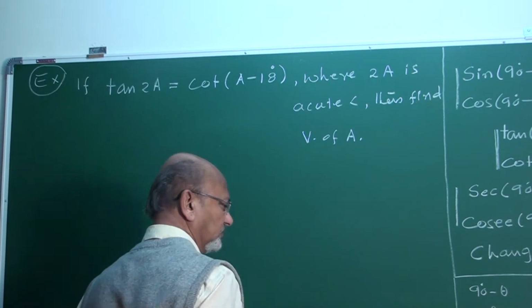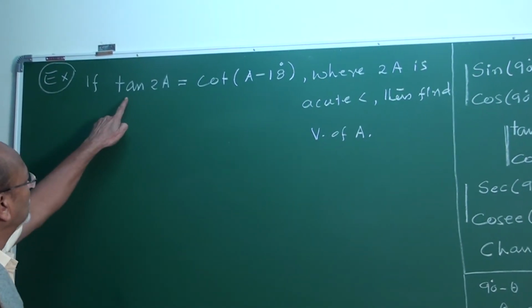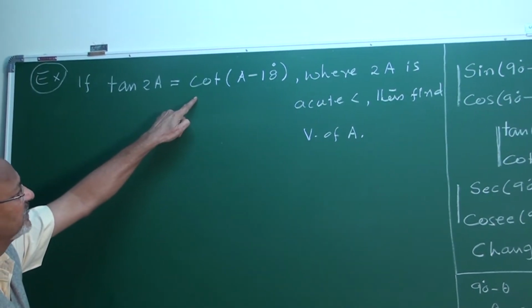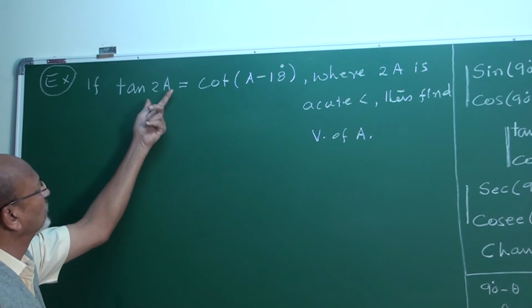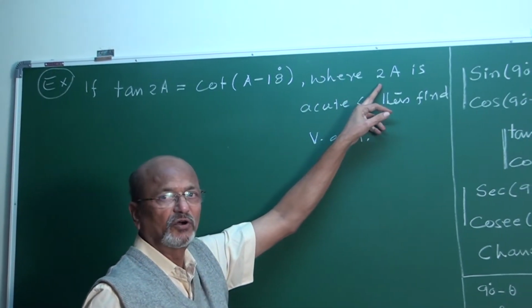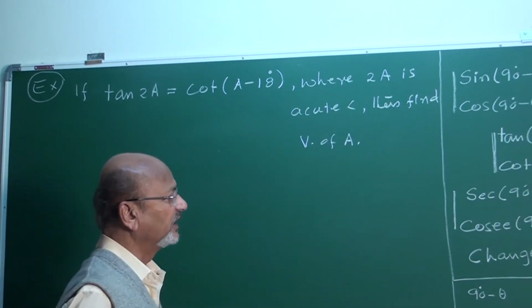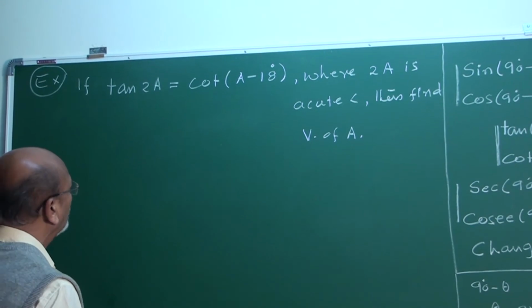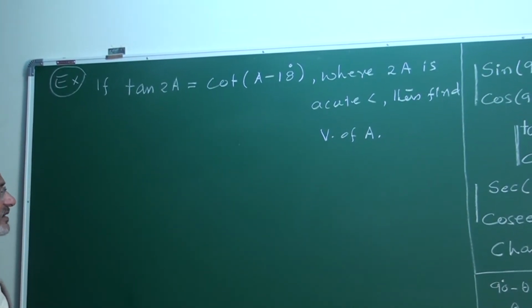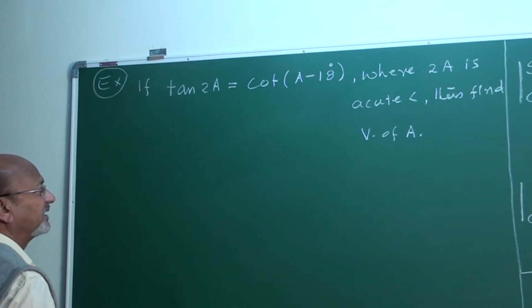This is the question. What is given, my friends? It is given that tan 2A is equal to cot of A minus 18, and this 2A is given as an acute angle, lying between 0 and 90 degrees. Then you find the value of A. Yes, friends, what do you have to do? In the first example or another example I write a little more steps in detail. Then the third example, direct, my friends.